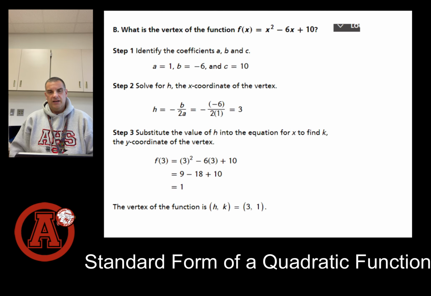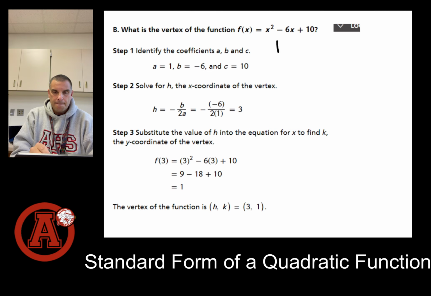So we've got f of x is equal to x squared minus 6x plus 10. The first step that you're going to want to do with this is identify your a, b, and c value. Now remember, standard form is ax squared plus bx plus c.